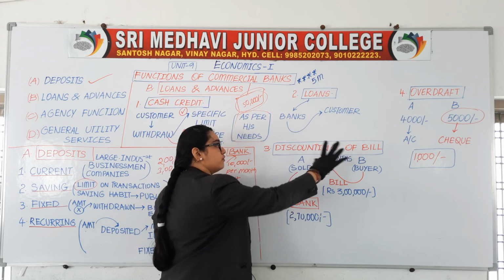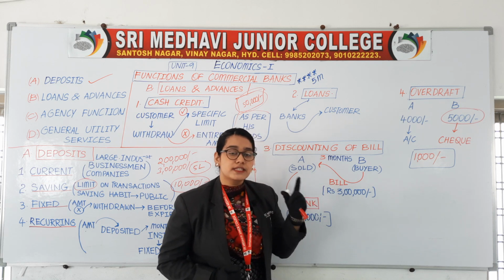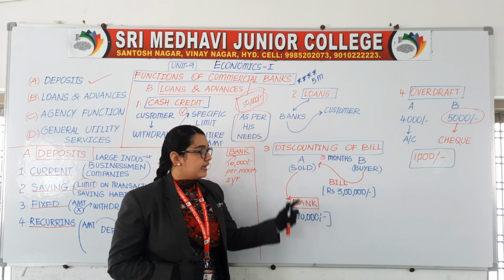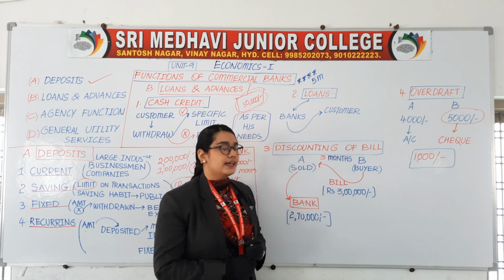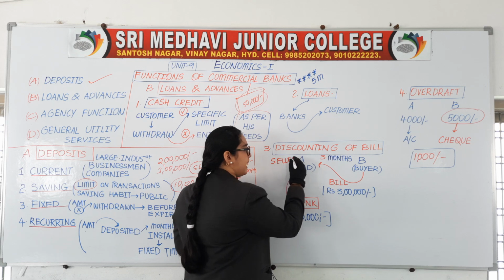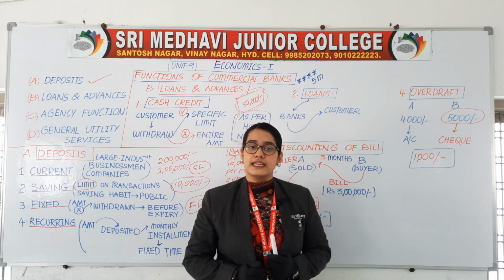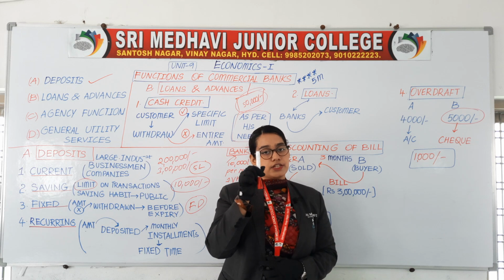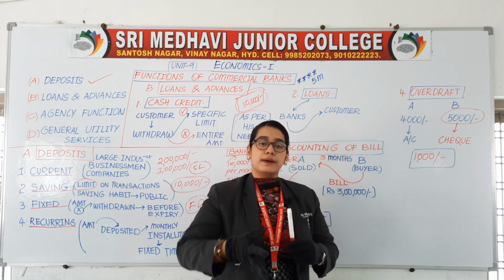So discounting of bill, listen carefully. There are two persons, person A and person B. A has sold goods to B. That means A is the seller and B is the buyer. Whenever we buy any commodity, we pay the amount. For example, I have bought this marker from a stationery shop. Can I get it free of cost? No, I need to pay money to him.